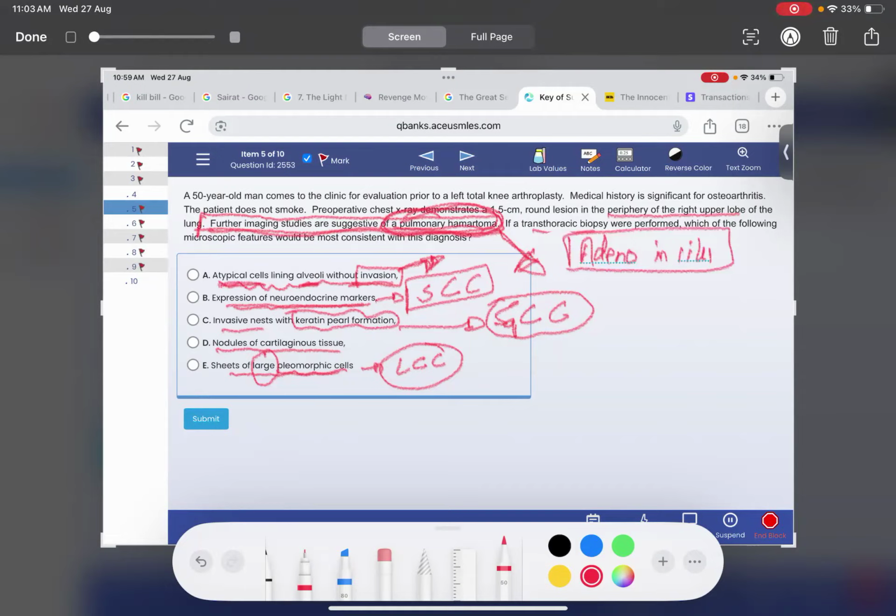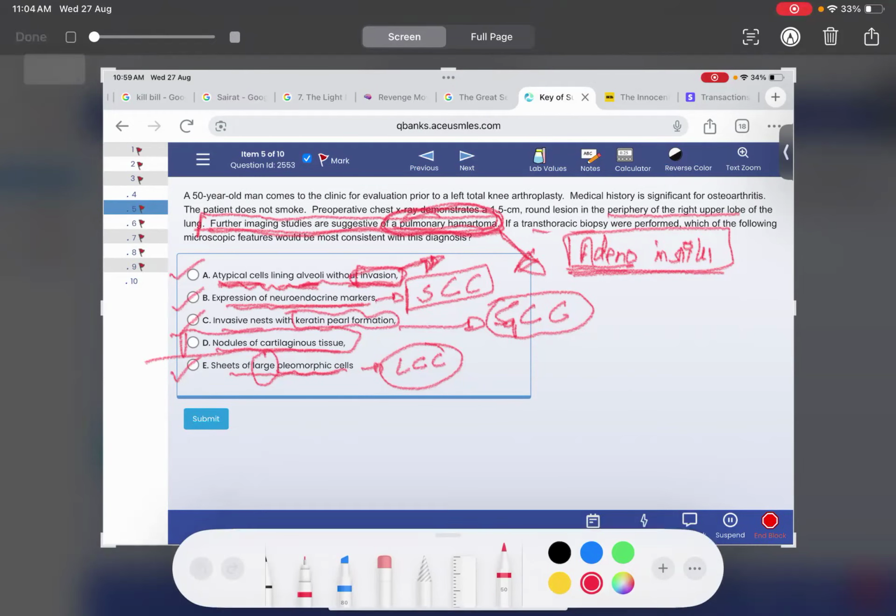Atypical cells lining the alveoli without invasion are present in adenocarcinoma in situ. So it is not a case of adenocarcinoma, either in situ or invasive type. The option left is the nodules of cartilaginous tissue. On the basis of exclusion, we have excluded points 1, 2, 3, and 5. So this is left, and that will be the correct option.